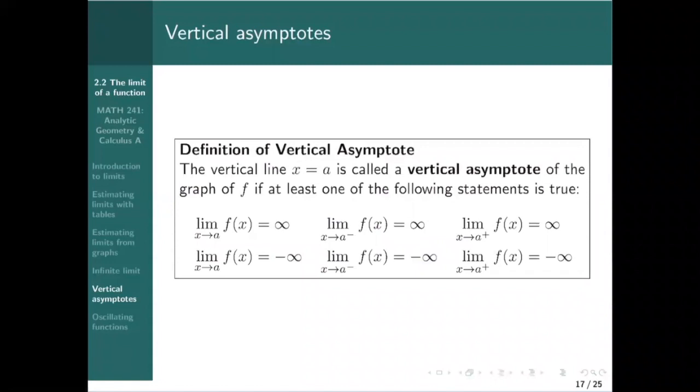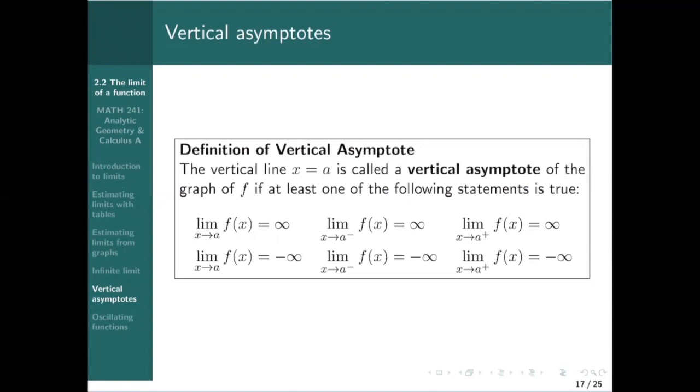We saw some examples of functions where the graph of the function was very, very close to vertical lines. Those lines are called vertical asymptotes. And here is the formal definition of vertical asymptotes. The vertical line x equals a is going to be called a vertical asymptote of the graph of a function f if at least one of the following statements is true. So we can have the limit of the function as x goes to a being equal to infinity or minus infinity, or one of the one-sided limits may be equal to infinity or minus infinity. If any of those statements is true, then we are going to have a vertical asymptote.